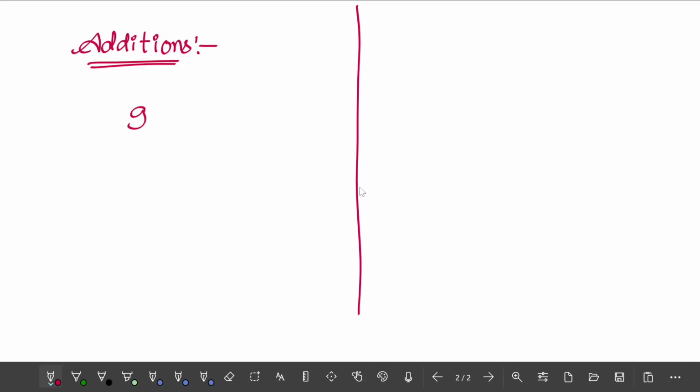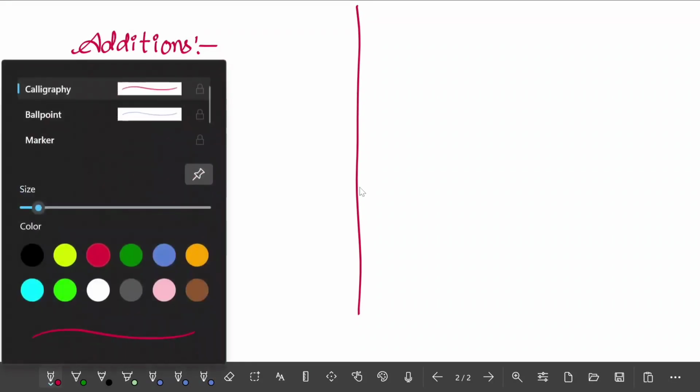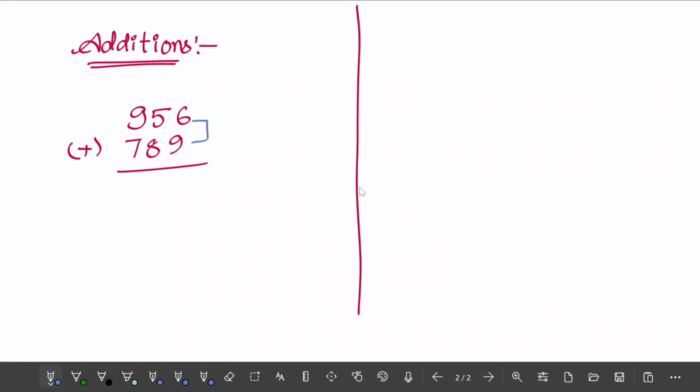Okay, if I give two numbers, 956 and 789, let us say these two numbers are to be added. If we do that in the school method, sir, we know how. We add 9 plus 6 and it gives us 15. 5 comes down and 1 goes as carry, and 5 plus 1 is 6. 6 plus 8 is 14. 4 comes down. 9 plus 1, 10. 10 plus 7, 17. Sir, it's 1745. And what is our method?